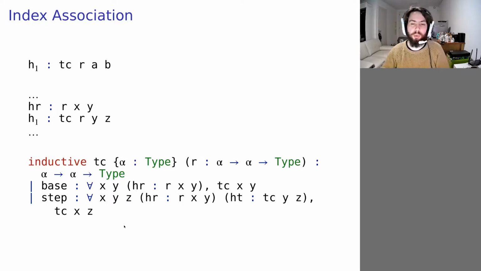How do we restore this connection? Well, essentially by noticing that the X here is associated with the first index of TC. So the first argument of TC, in other words, because it is the only constructor argument that appears in this index.